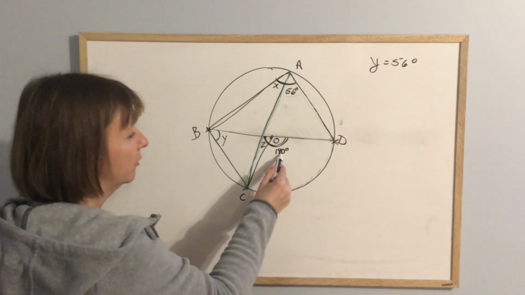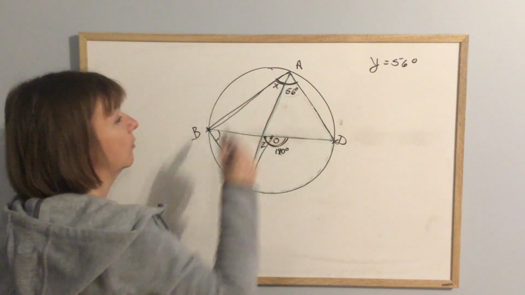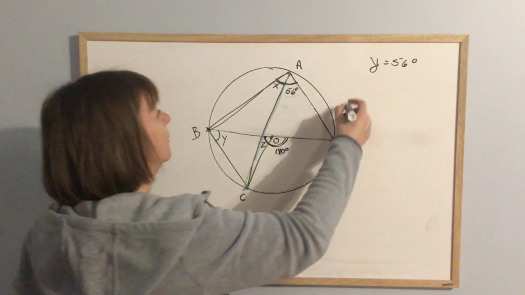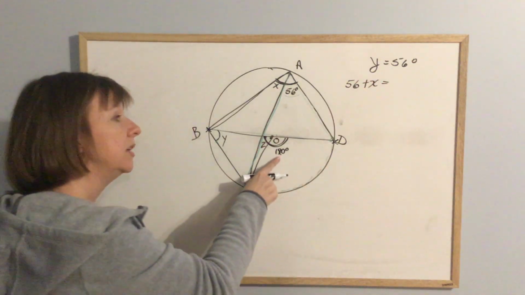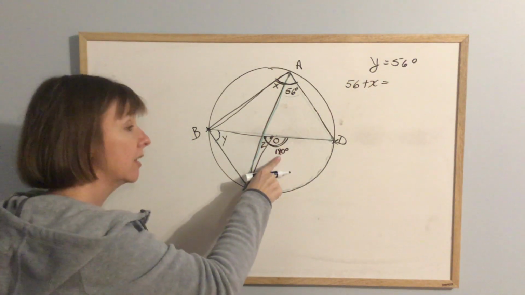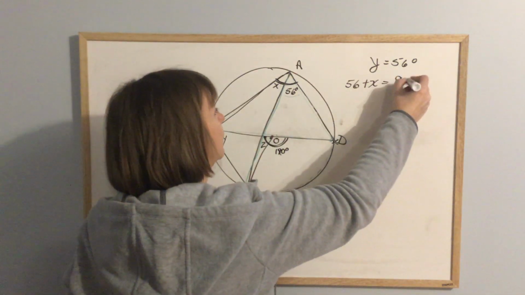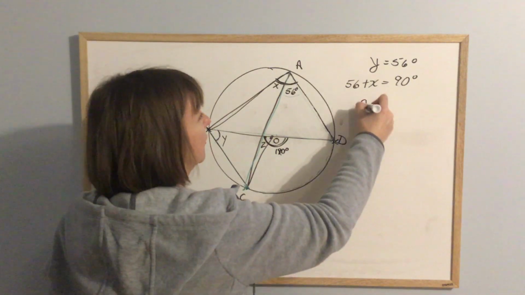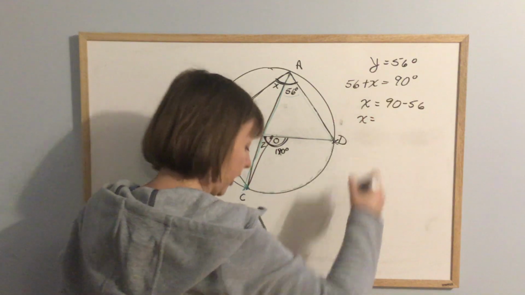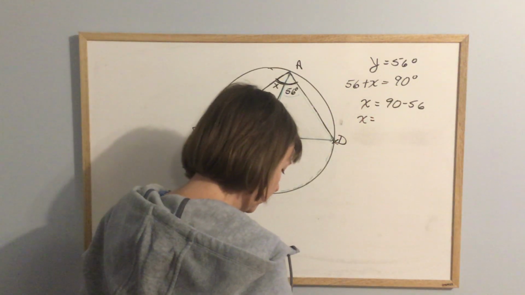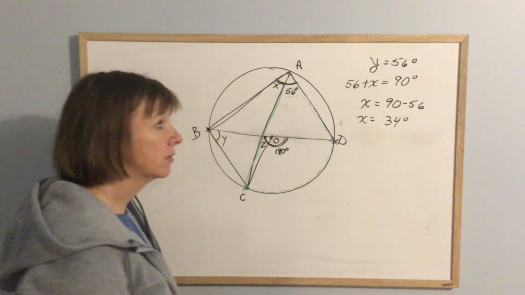So if this is 180, it is 2 times bigger than whatever this whole thing is, which means 56 plus whatever X is has to be half of 180 because the central angle is always 2 times bigger than the inscribed angle. So that would be 90 degrees. And so X would be 90 minus 56. And so X would be 34 degrees. If I did the math in my head right, good for me. X would be 34 degrees.